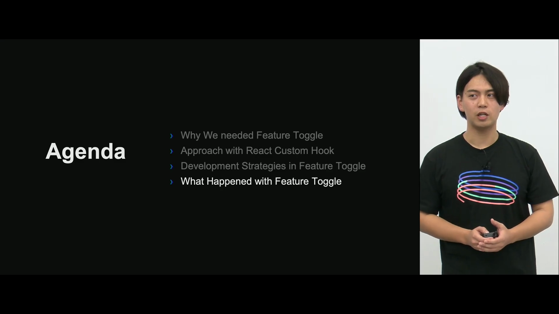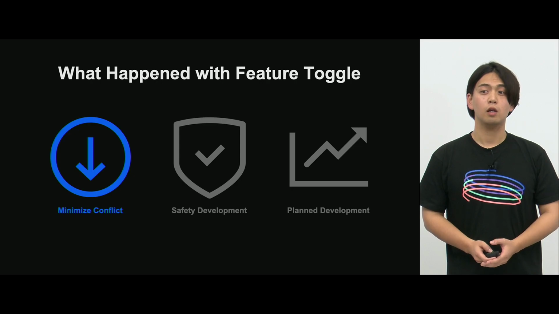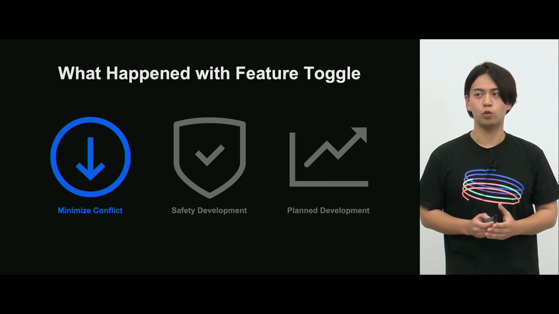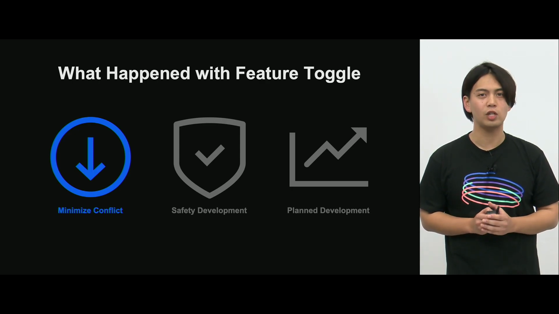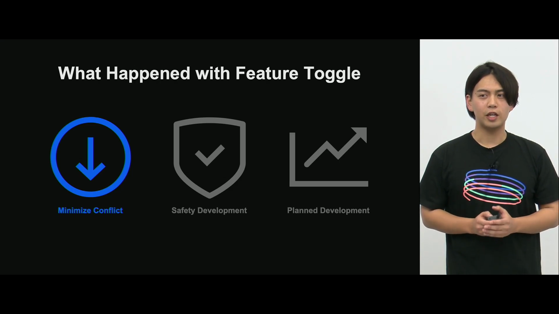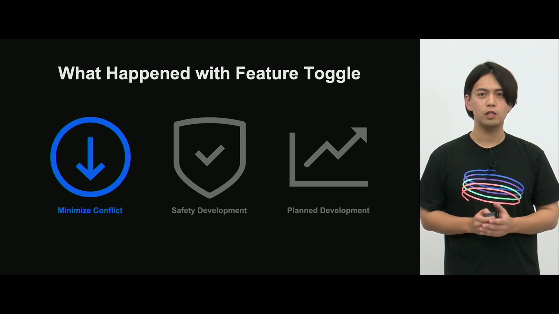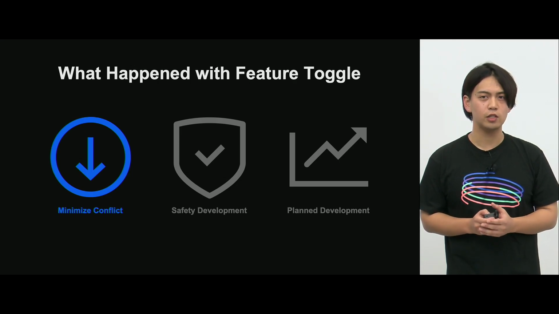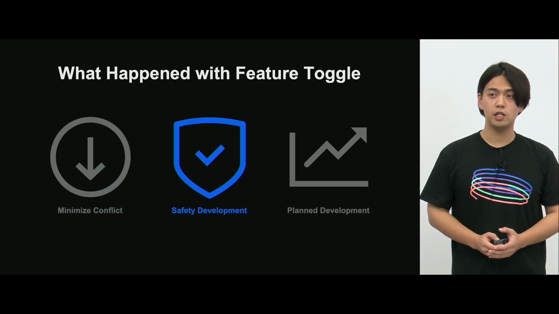So finally, what happened after we implemented and operated the feature toggle? First, I'd like to talk about conflict. As a result, by using a feature toggle, we were able to implement the code with other squads. Since it was a large project, we had some conflicts, but we had interactively merged the source code. Therefore, conflicts didn't take so much time to fix.